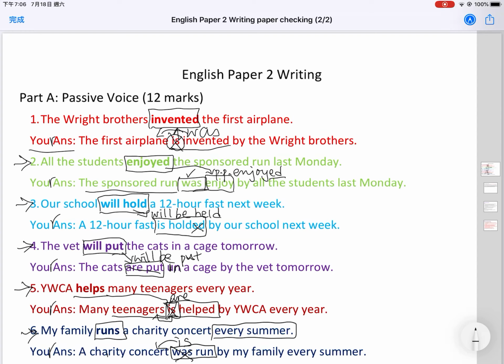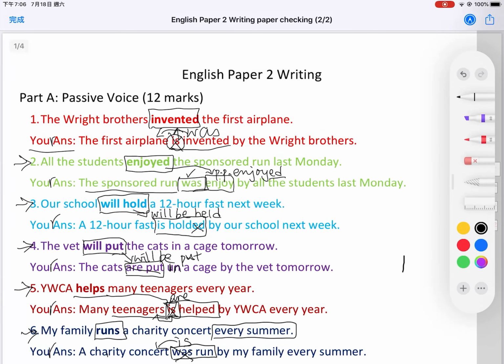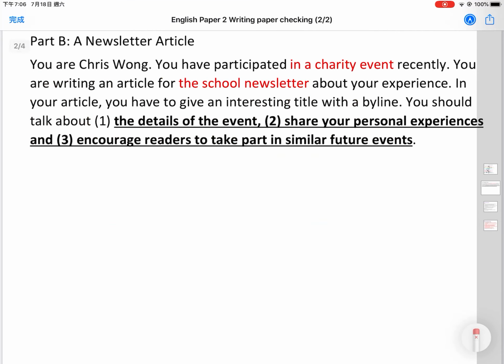All right, so this is part A. Now let's go to part B. Oh, let's go to the other part. How can I move this one? Oh, I know that. Second page.